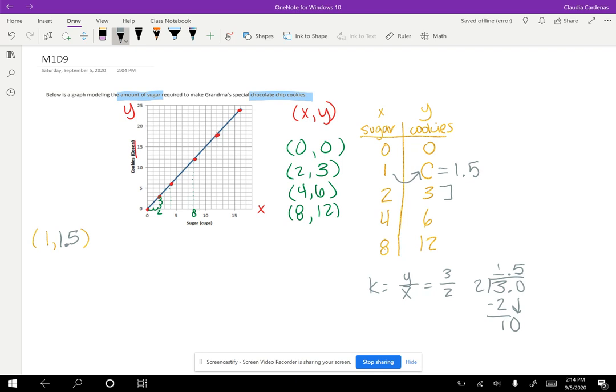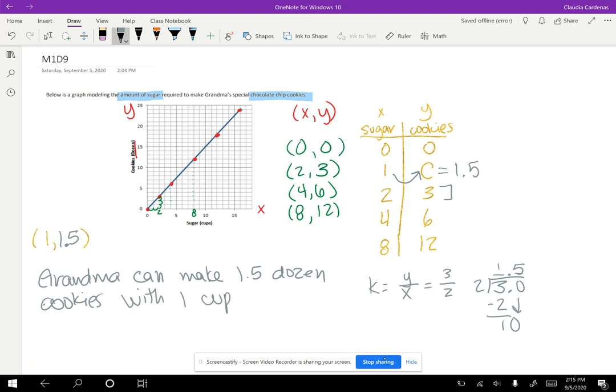And so we just need to double check that grandma can make 1.5 dozen cookies with 1 cup of sugar.